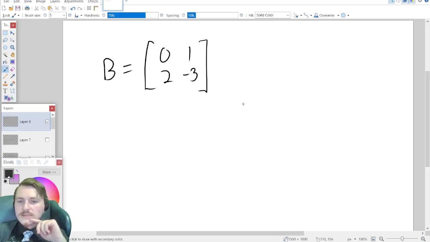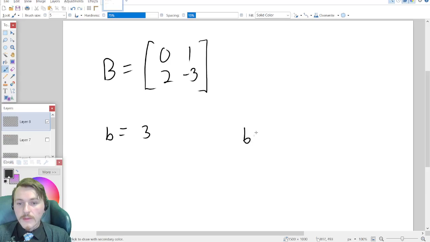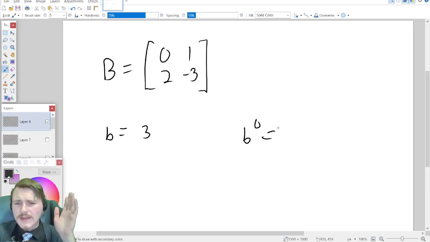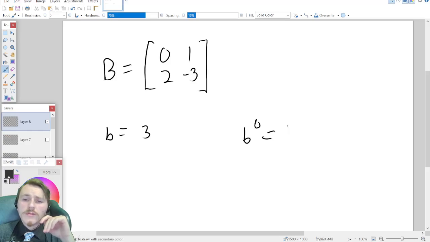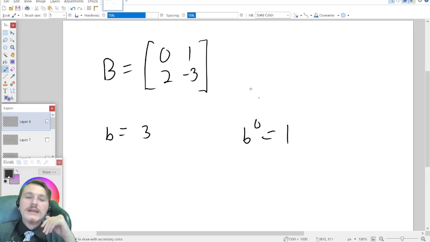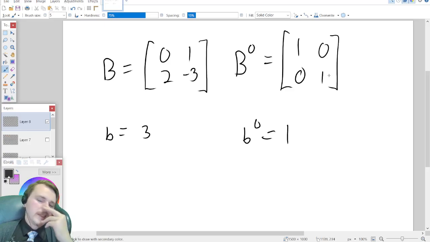In normal multiplication, we'll have something we'll call lowercase b equals whatever, 3. 3 to the 0, or lowercase b to the 0, equals what? For all numbers other than 0, because that one gets disputed, that will equal 1, which is the identity number for multiplication. That holds for real multiplication. Same idea, B to the 0 will equal the identity matrix, 1, 0, 0, 1, for the same reasoning.